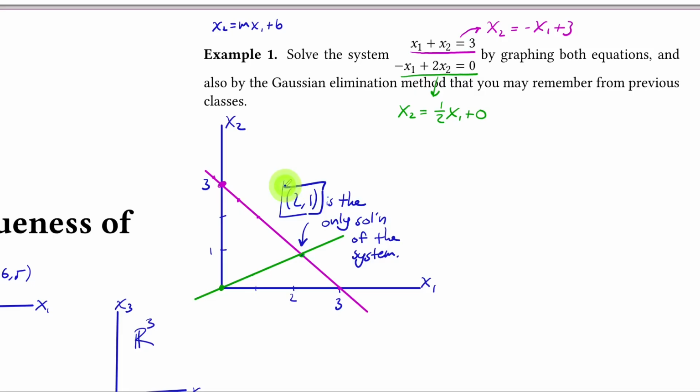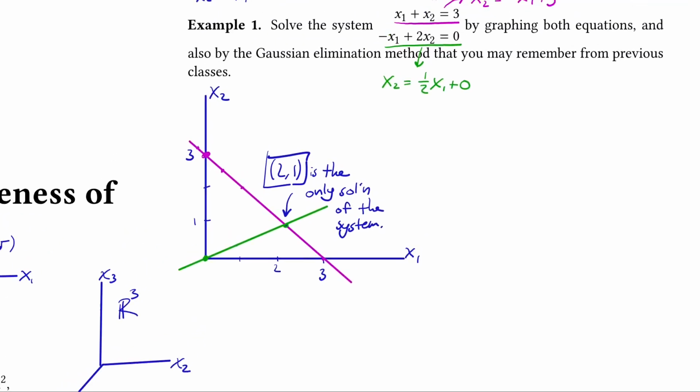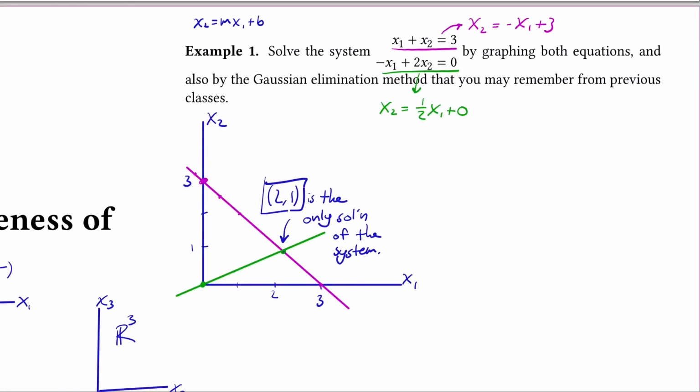Now, of course, you can imagine that graphing doesn't work very well. First of all, it would be a huge pain in R3 to graph these equations, and graphing it in R10 or R1,000,000 or something like that would just be completely impossible. Also, this wouldn't work if you have weird numbers like irrational coefficients or ugly fractions. It would be hard to see where your things actually meet. So we're going to use Gaussian elimination.